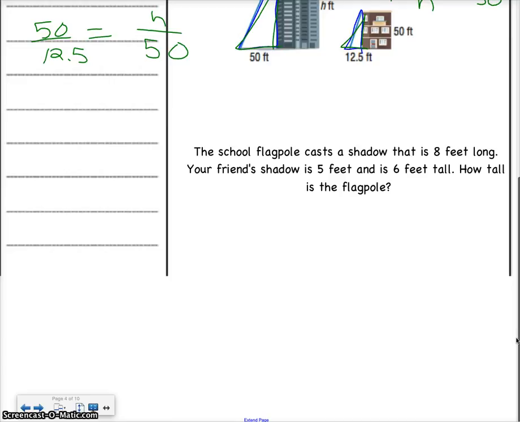Okay, the school flagpole casts a shadow that's 8 feet long. Your friend's shadow is 5 feet, and your friend is 6 feet tall. How tall is the flagpole? So I have a friend and a flagpole. So I like to draw a picture. Here's my flagpole. Here's my friend. Hey, friend. My friend's going to be weird and wear pigtails. My friend is happy and smiling interestingly. Okay, so there's my picture.